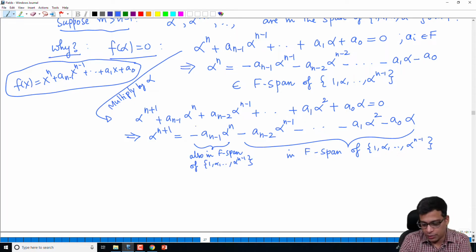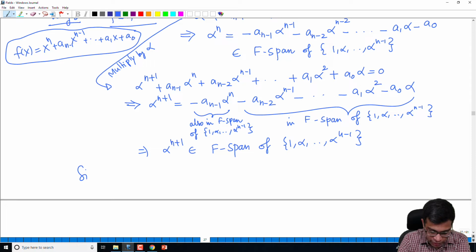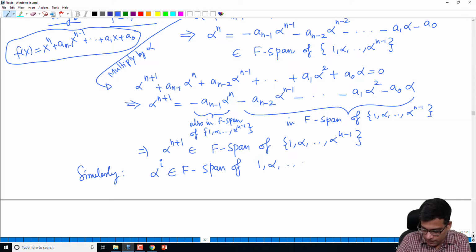So the first term is in the F-span of 1, alpha, ..., alpha power n minus 1. The remaining terms are also in the span of this. So that means alpha power n plus 1 is in the F-span of 1, alpha, ..., alpha power n minus 1. And similarly, alpha power i is in the F-span of 1, alpha, ..., alpha power n minus 1 for all i greater than or equal to 0.